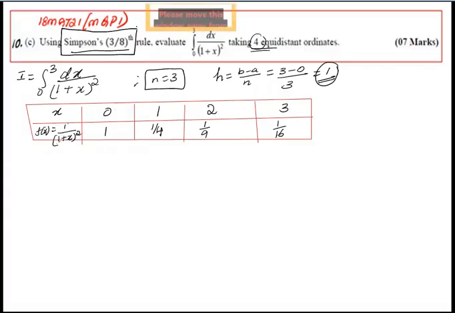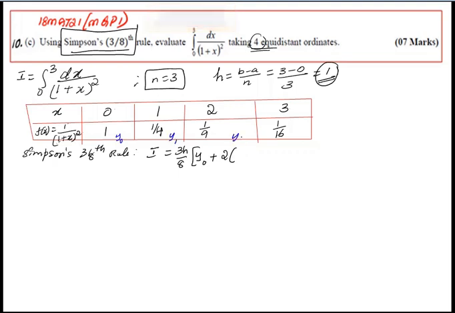Next, write the Simpson's 3 by 8 rule formula. That is I is equal to 3h by 8 times y naught plus 2 times, here I'll write this as y naught, y1, y2, and the last point is y3. So this becomes 2 times y3, but there is no value of y3 since y3 is the end point, the last point.